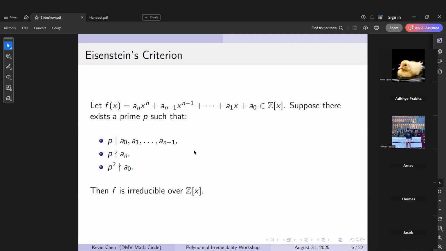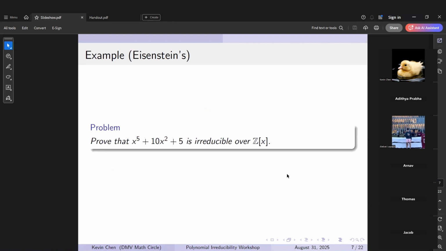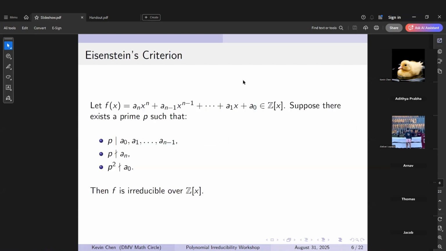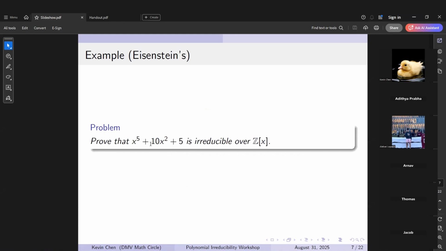So we know that this is true because we've already proved it. So I wrote this example. It's pretty simple, but it's just a direct application of Eisenstein's. So we want to prove that x to the fifth plus 10x squared plus 5 is irreducible over Q. And so if we look at the conditions, we need to find a prime p. Well, if we see the coefficients 10 and 5, it's kind of screaming at us that we want p to be equal to 5. So let's see if that works.